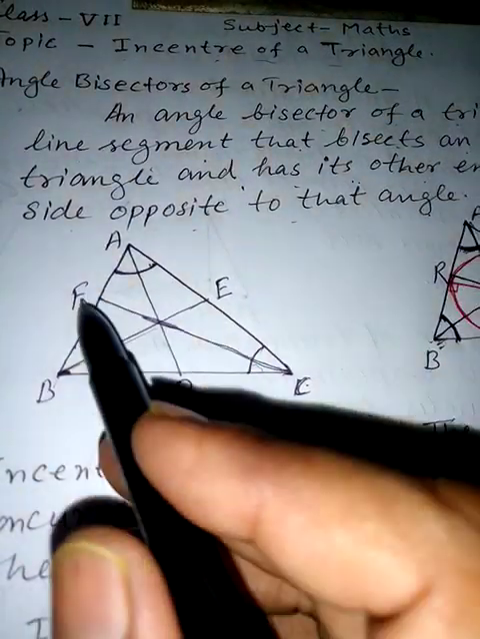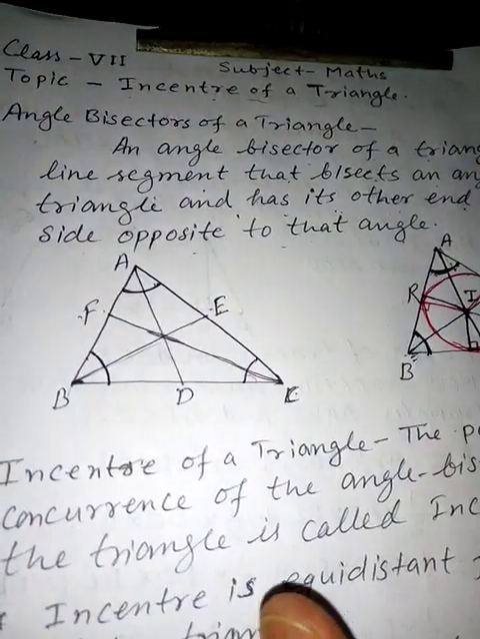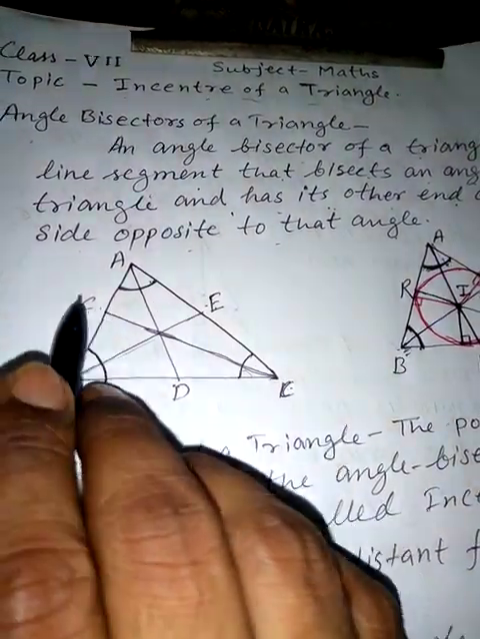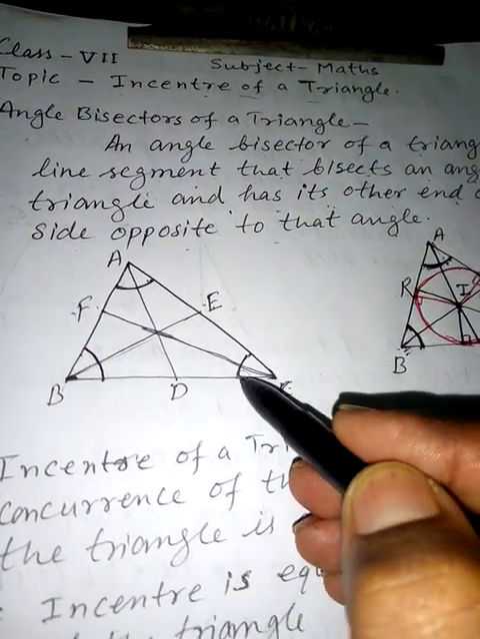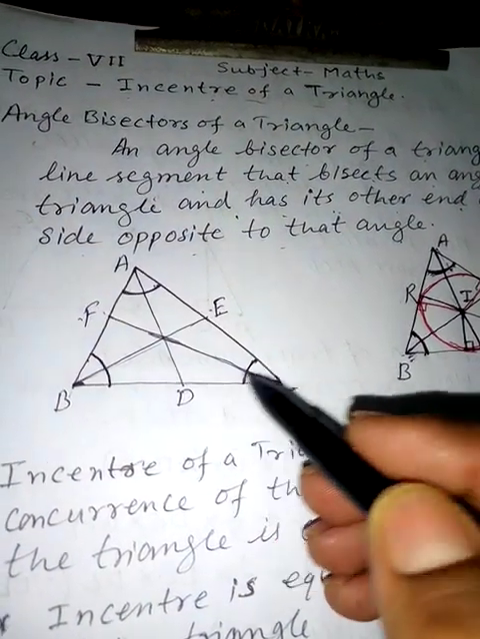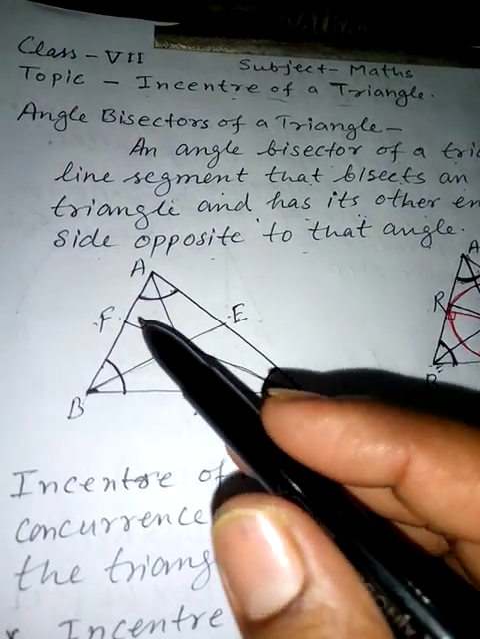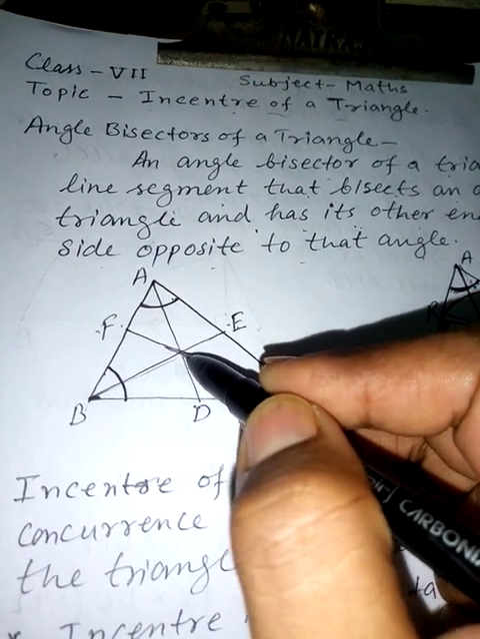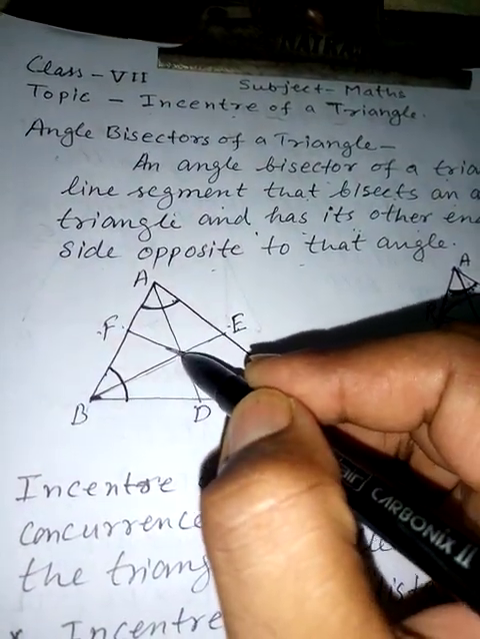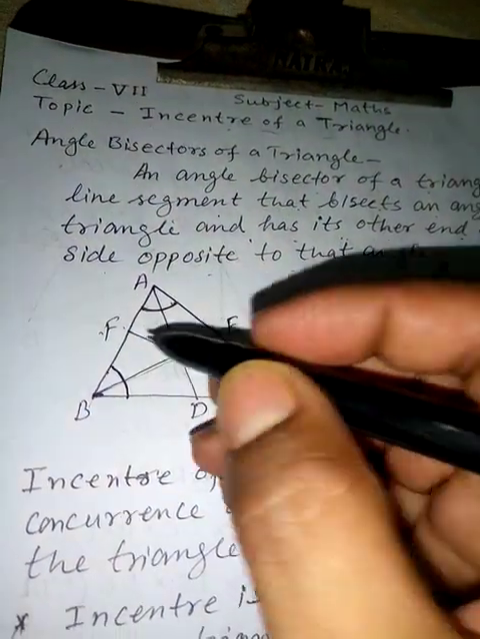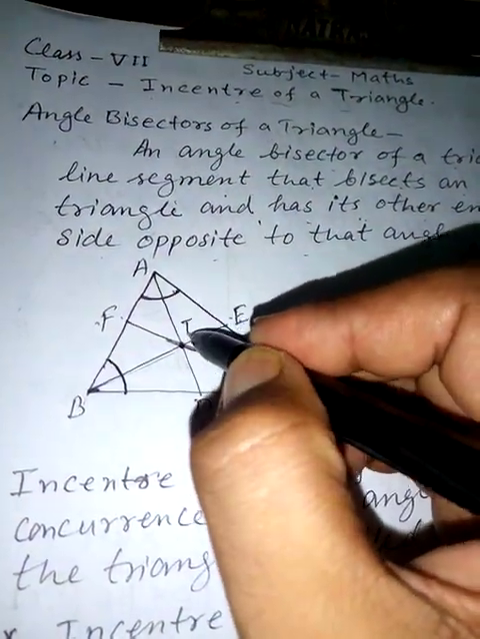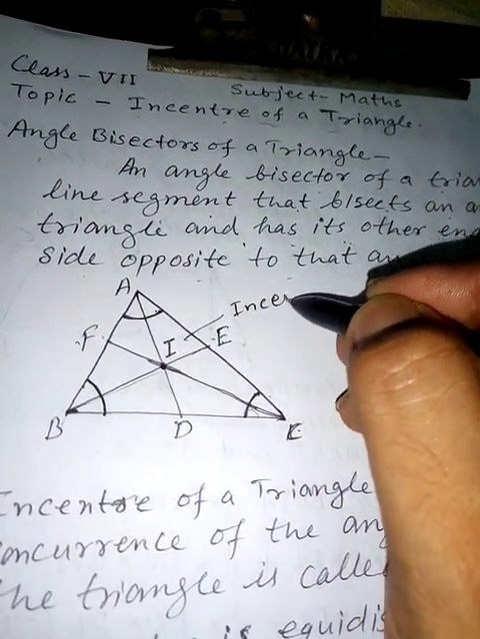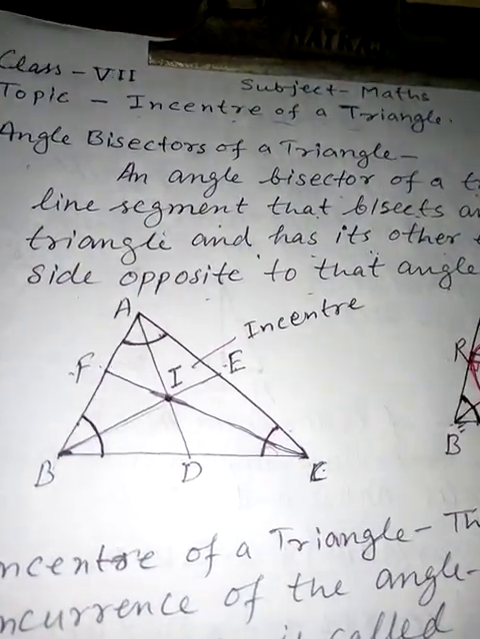Keep it in mind, these are not the midpoints. No, we have to be careful about that. This CF is just the angle bisector of this angle, as you drew in class 6. So all these angle bisectors meet at a point. You can see this point. This point is taken as I, which is called the incenter.